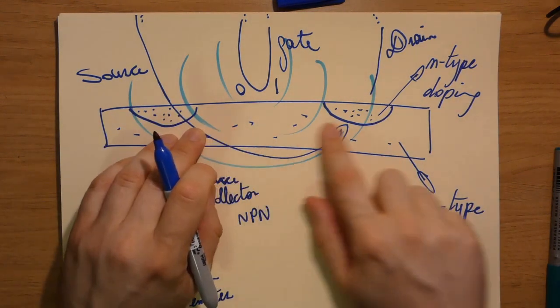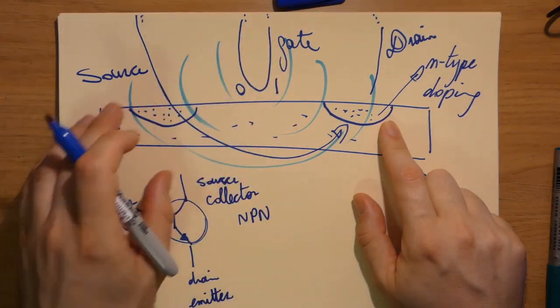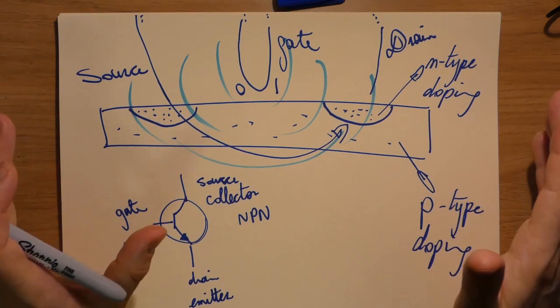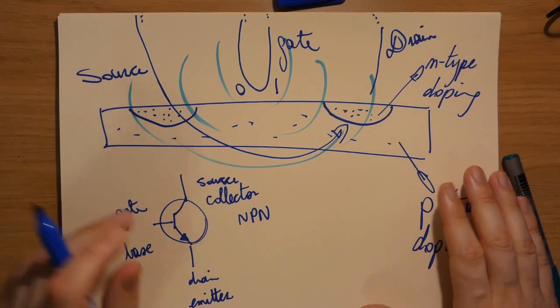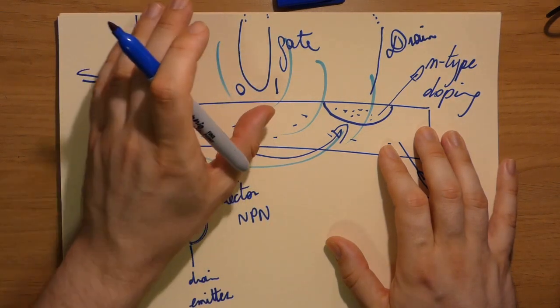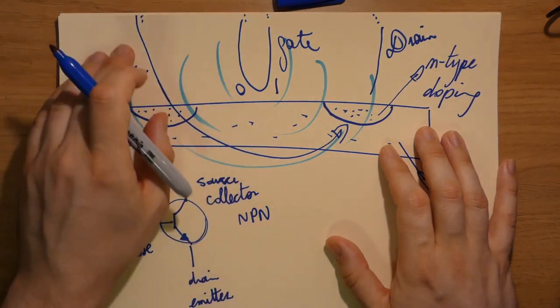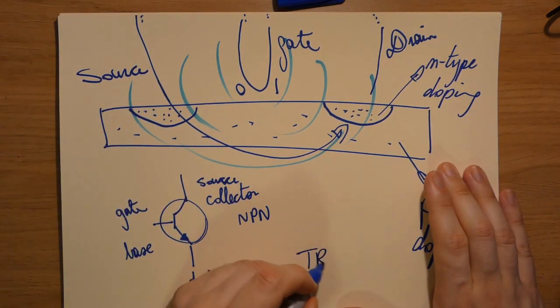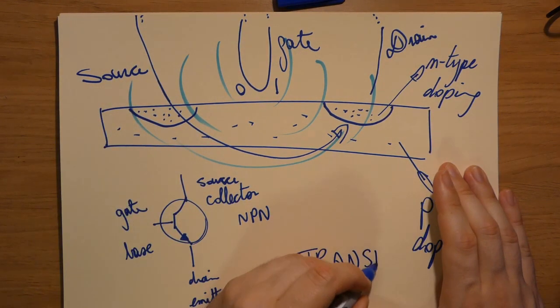So what happens is when the gate is turned off, this is not conducting, or in other words, it's resisting. By electrifying the gate, you can transform the resistance, or in other words, we're dealing with a transistor.